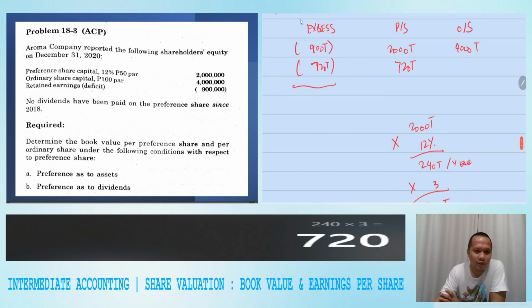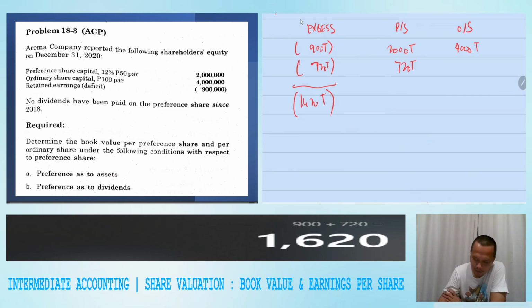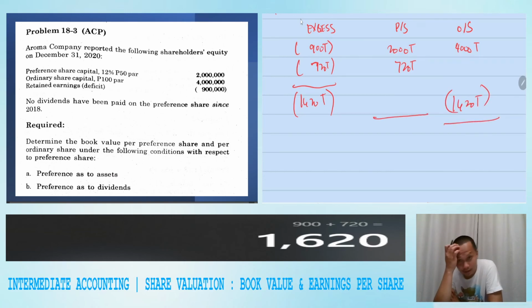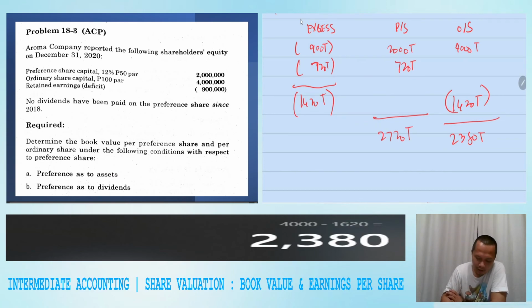So the total loss ngayon, we have 900 plus 720. We have 1,620,000. Which, see, ordinary share yung kagastos niyan. So the total stockholders equity of the preference shares is 2,720,000, while for the ordinary share, 2,380,000. Divided by the number of shares.